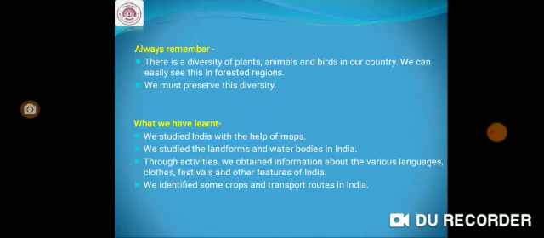Through activities, we obtained information about the various languages, clothes, festivals, and other features of India, which of course is given for you to do for homework. And we identified some crops and transport routes in India. I hope everyone has understood the lesson. It's not very difficult, it's just practical, so you need to use your brains.